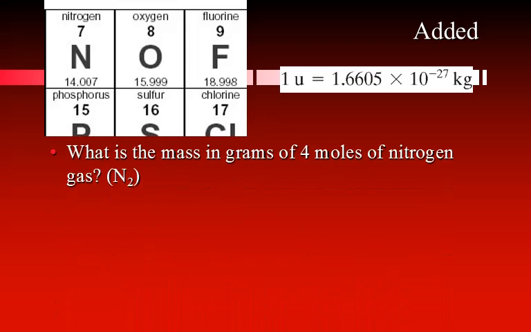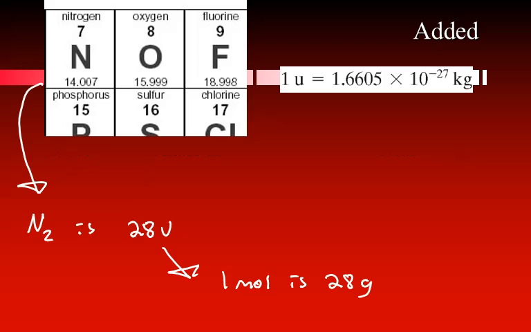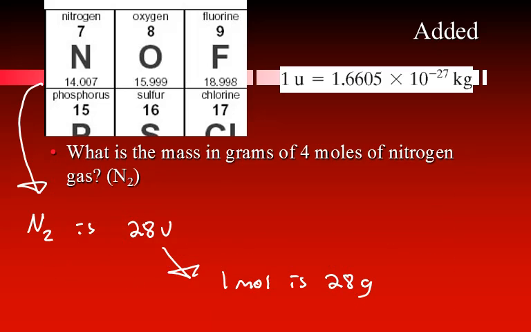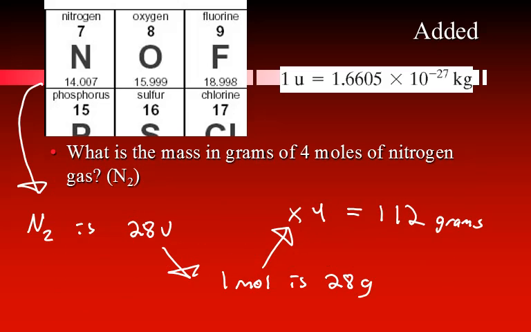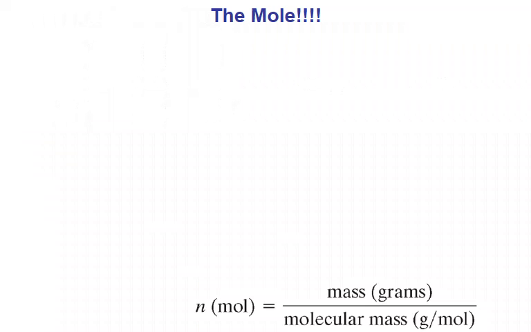Now, let's go ahead and add this one here. What is the mass of 4 moles of nitrogen gas? So go ahead and pause the clip and give this a try, and when you're ready to check, you can hit play to continue. Okay, so we have nitrogen N2, which would be 14 times 2. And so that's 28 U. So 1 mole of that would be 28 grams. We have 4 moles of that. So we have 112 grams of nitrogen gas for that.